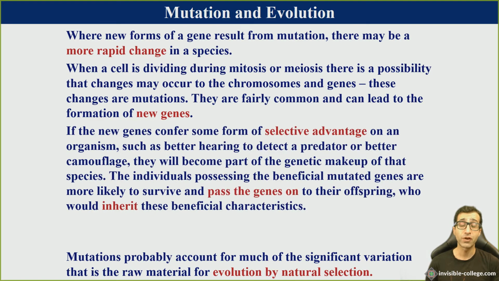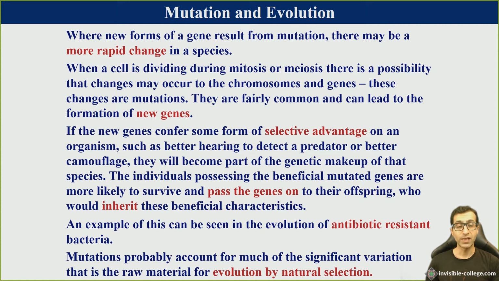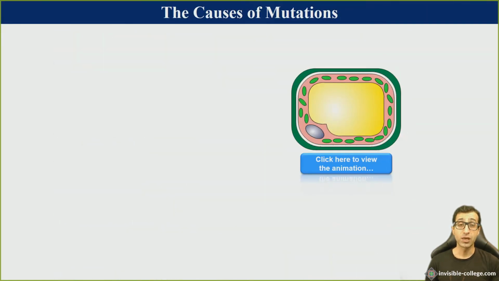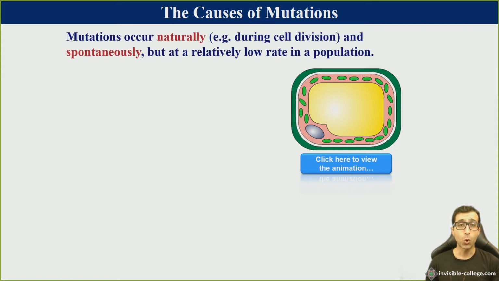Now, if the new genes confer some form of selective advantage to the organism, such as, for example, better hearing or better sight to detect predators, or better camouflage to avoid predators, these will become part of the genetic makeup of that species, or at least are more likely to do so, because the individuals possessing those beneficial mutations are more likely to survive and reproduce and pass on those mutations to their offspring. So again, one of the examples that we've mentioned before in previous webinars of this process is the evolution of antibiotic-resistant bacteria.